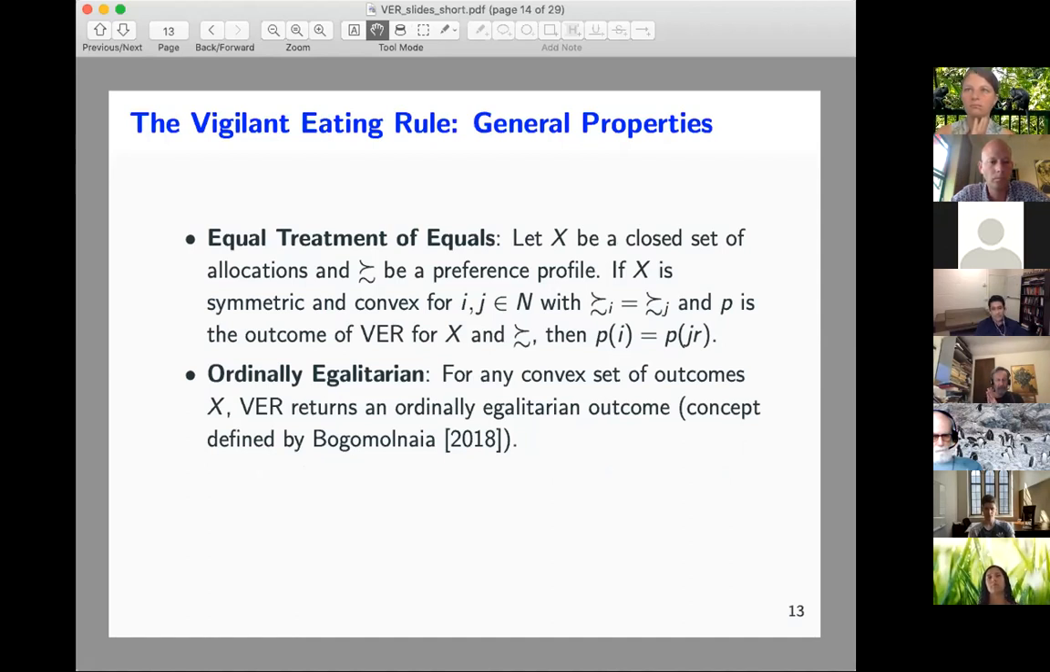Secondly, if the set of outcomes is convex, then VR returns an outcome which satisfies a property called ordinal egalitarianism, which was proposed by Anna Bogomolnaia in 2018. I will not go into the technical details of the definition, but it's a very nice and elegant property which is highly egalitarian in nature, and it's especially defined for social choice settings where preferences are ordinal.